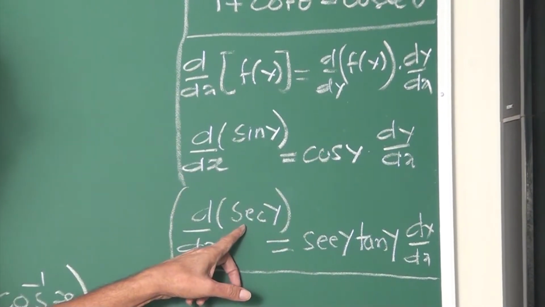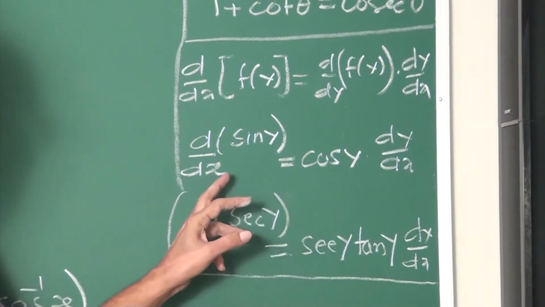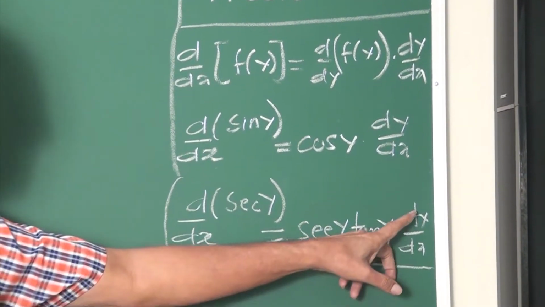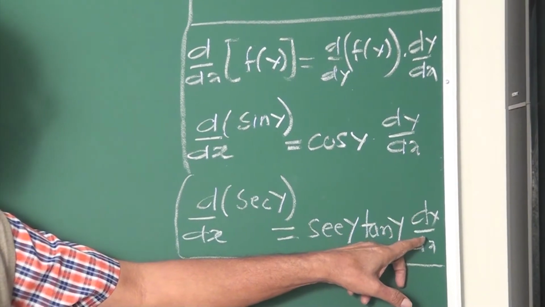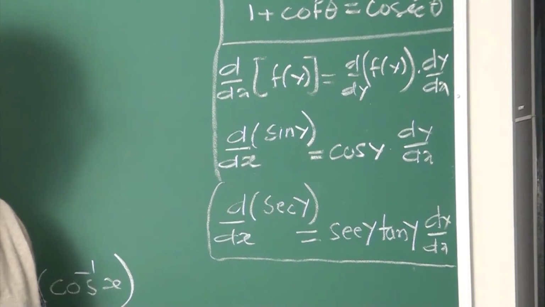Like that, my friends, sec. What is the derivative of sec? Sec into tan, first with respect to y, then y with respect to x. Like this, my friends, it is implicit functions.